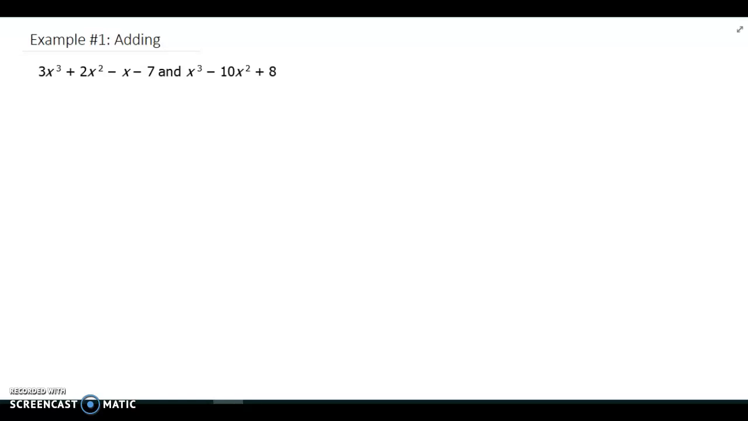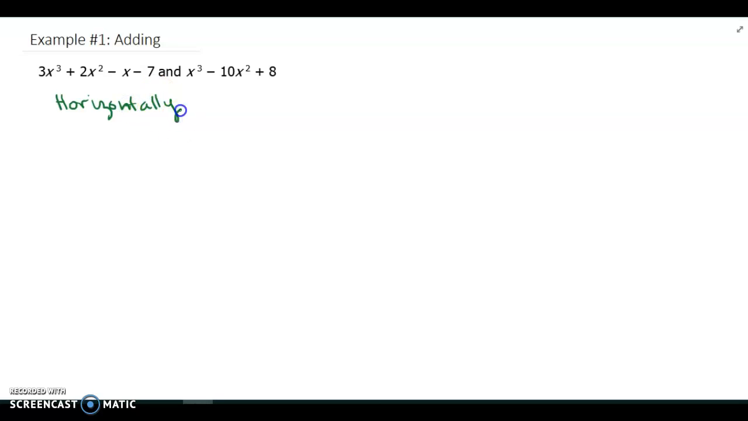All right, so this is section 4.2, and the first part of it is a lot of stuff that we've been doing all year long, so we really should know. So the first thing we're going to do is add polynomials. So in our notes, we want them to add horizontally and we want them to add vertically. So let's do this one horizontally.